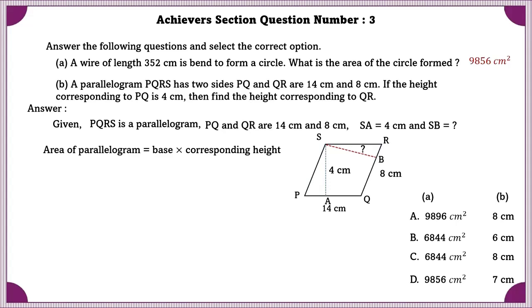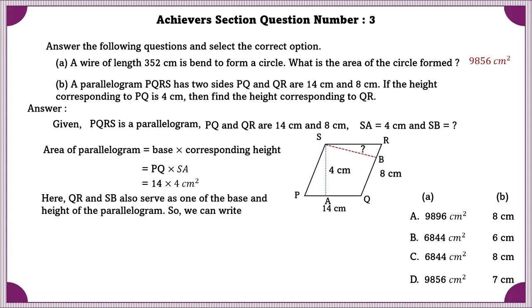Area of a parallelogram is equal to base into corresponding height. Now we can write this as PQ into SA. We know that PQ is 14 centimeters and SA is 4 centimeters. Here, QR and SB also serve as one of the base and height of the parallelogram. So we can write QR into SB is equal to 14 into 4 centimeters square.